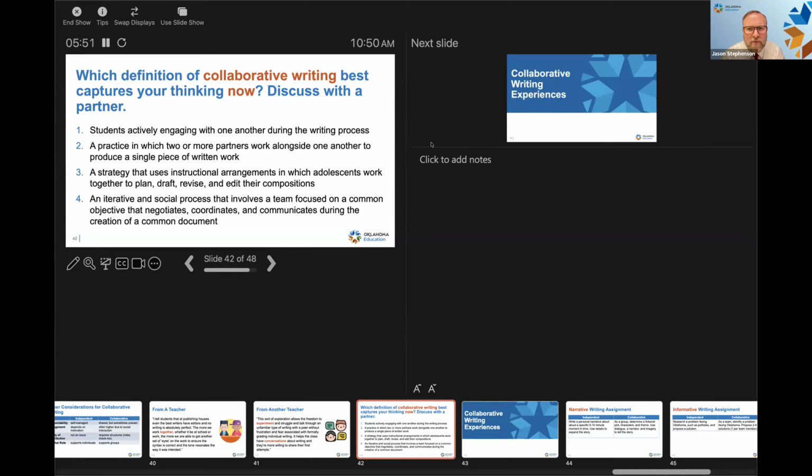I know for me personally, going into this creation of this workshop, I wasn't sure exactly what collaborative writing was supposed to look like, if it was supposed to be every single stage of writing, or does it count if you have students work together in at least one stage? And is it important that students create one single piece of written work collaboratively with someone else, or can they each have individual work, but they collaboratively helped one another during revision or during editing?